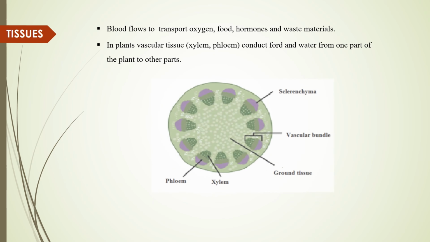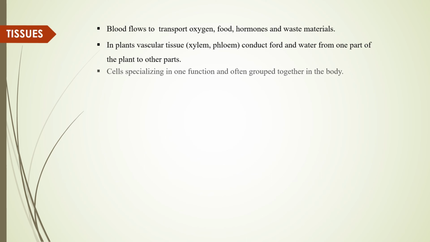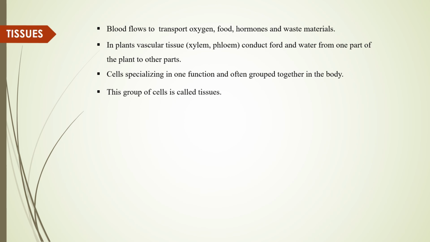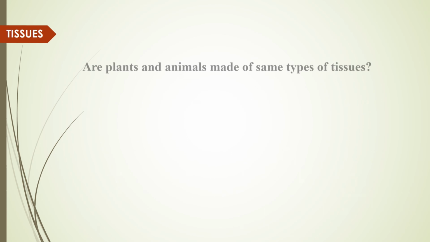In plants, vascular tissue conducts food and water from one part of the plant to other parts. Cells specializing in one function are often grouped together in the body. This group of cells is called tissues. A group of cells that are similar in structure and work together to achieve a particular function forms a tissue.